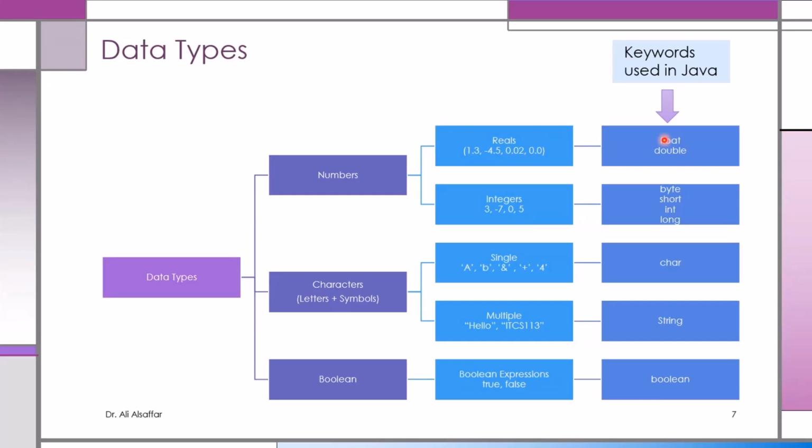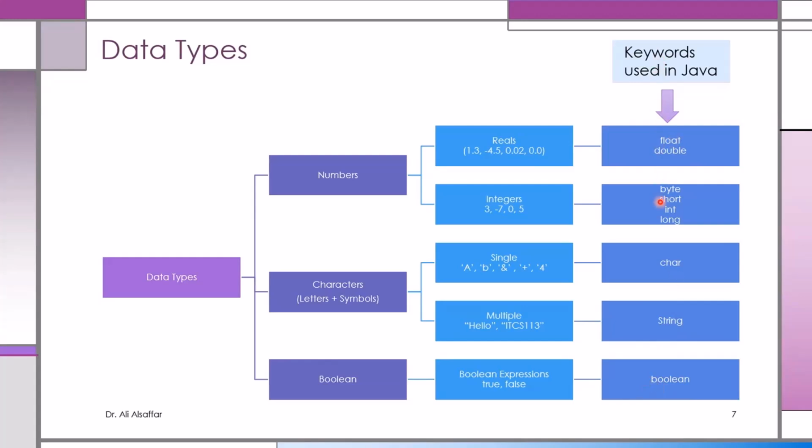For Java, choose a float or double. For integers, you have 4 choices: byte, short, integer, and long. For characters, for single you choose char, for multiple you choose a string, and for Boolean we write Boolean.